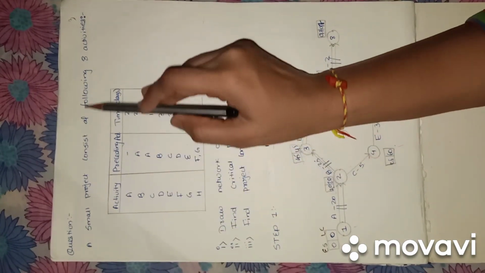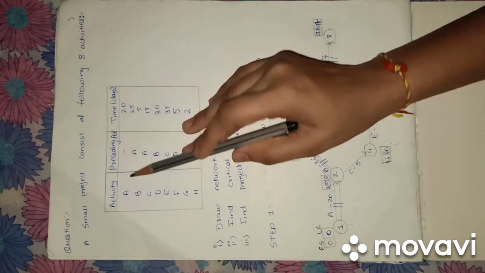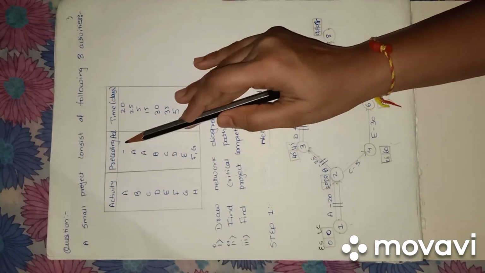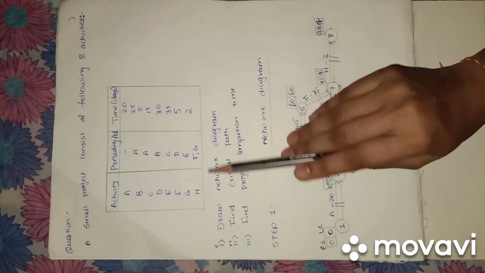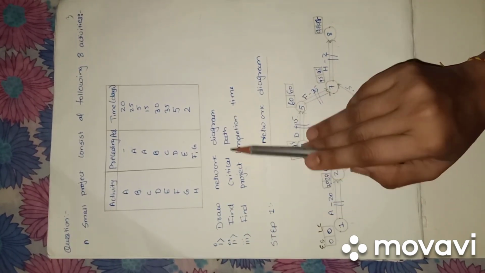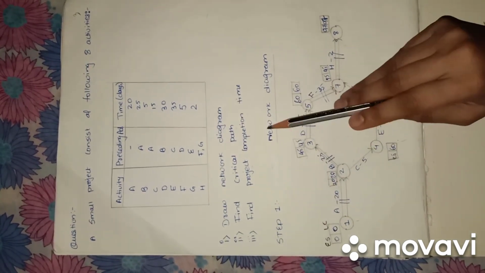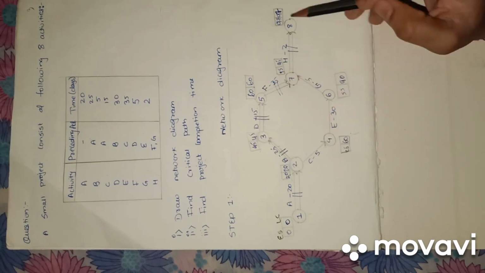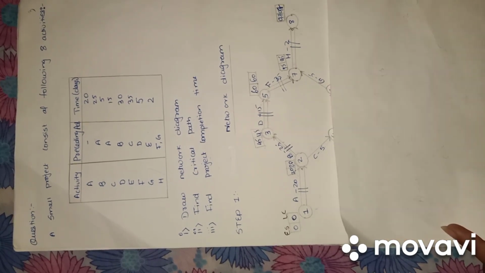So the data is given. A small project consists of the following 8 activities, A to H. Preceding activities are given and time is also given. We have to find three things. First, draw the network diagram. Second, the critical path. And third, the project completion time. The first step is to draw a network diagram. So this is the network diagram. Now I will show you how to draw a network diagram.